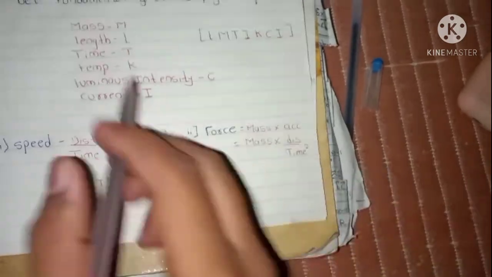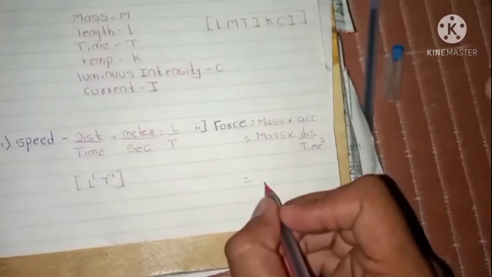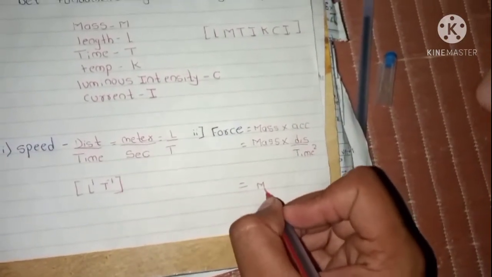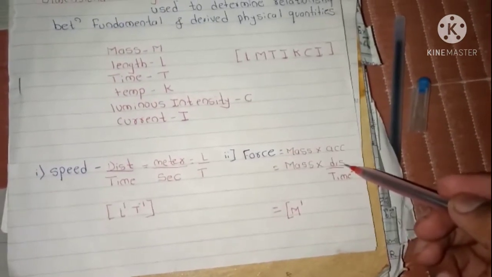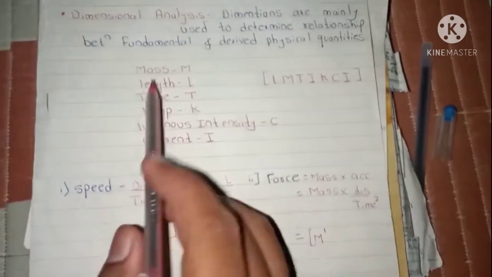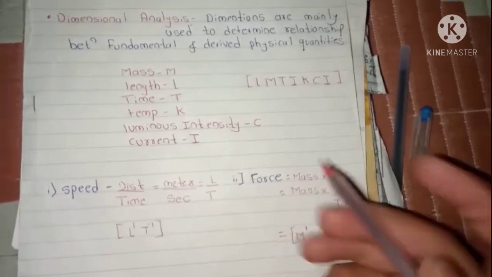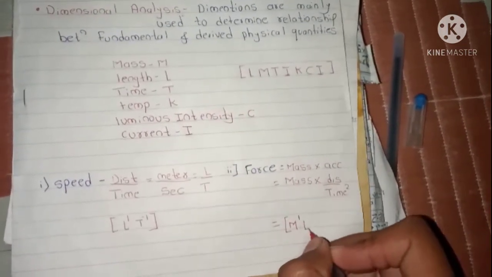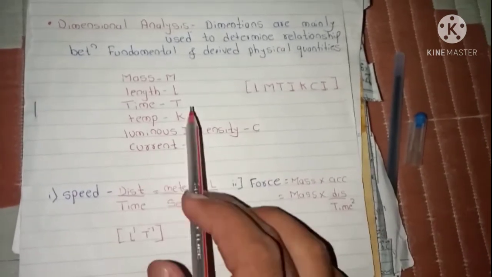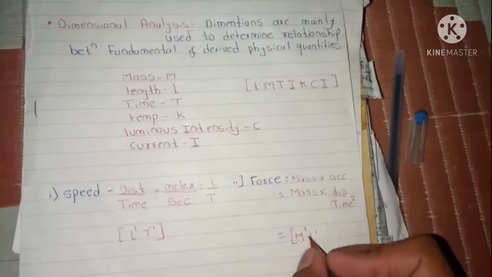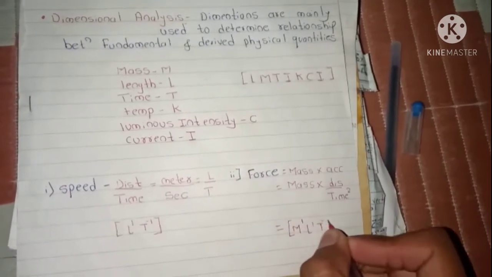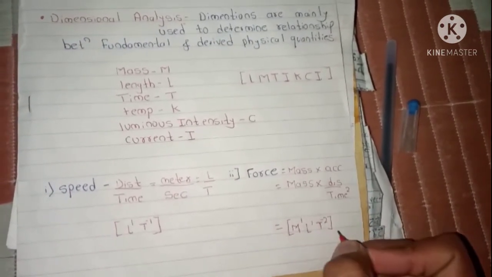For mass we have notation M, so using M raised to 1. Next we have displacement. For displacement we use the notation of length, which is L raised to 1, and for time we use the notation T. As time is in the denominator we use T raised to -2. So here we have derived the dimensions of force.